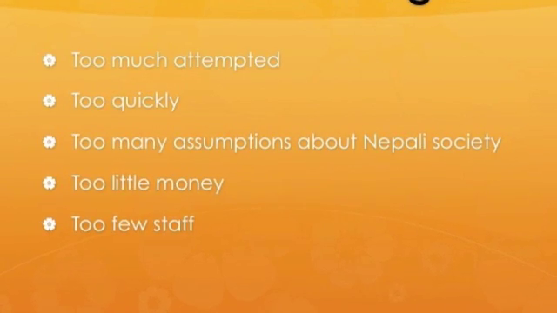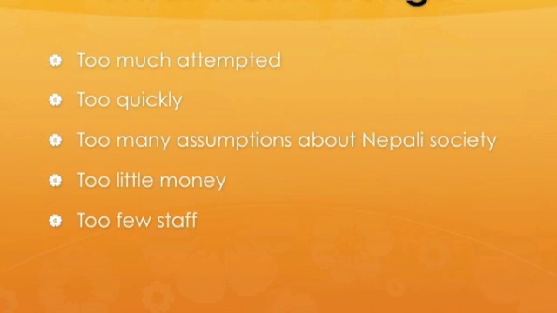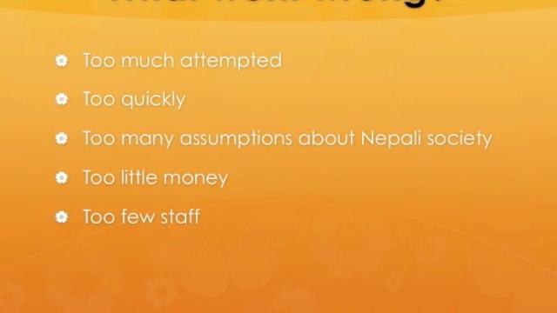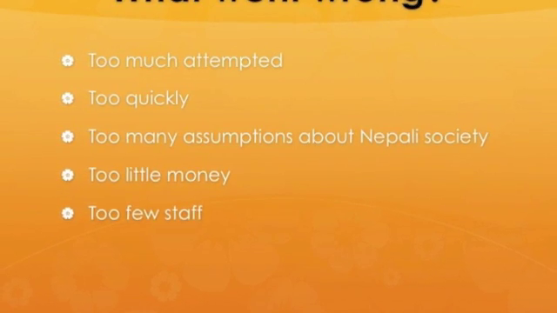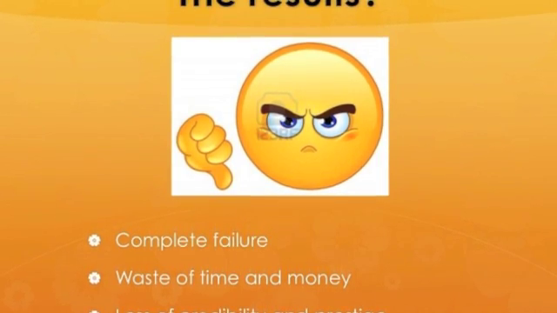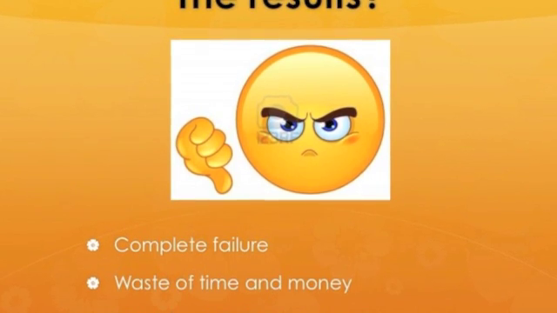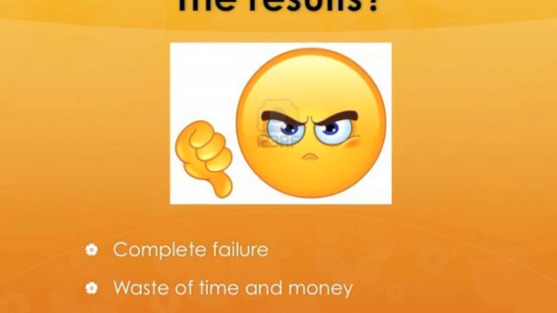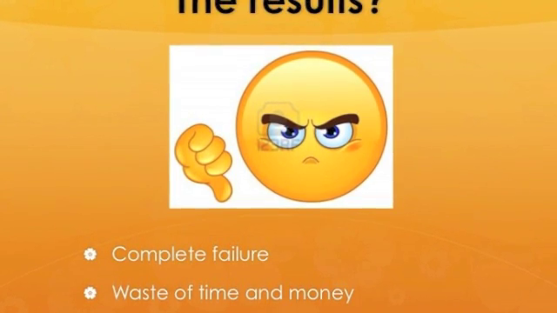In short, too much was attempted too quickly, with too many assumptions about Nepali society, with too little money and too few staff. The failures damaged US prestige. US advice was simply not wanted. For the Nepalis, the whole US experiment was a political liability, and the government was blamed. US foreign aid in these initial years accomplished nothing of value, and in losing credibility, they made further assistance to Nepal even more difficult.